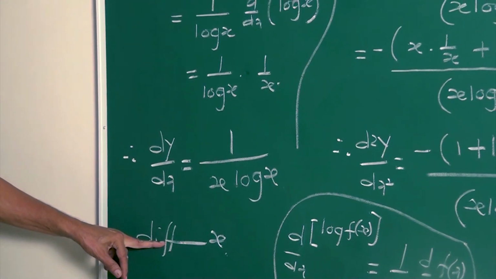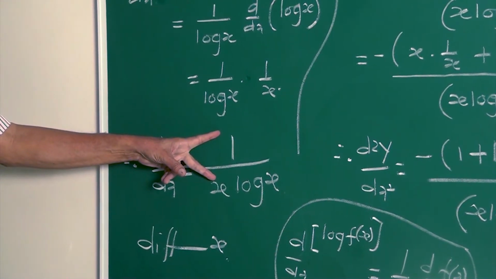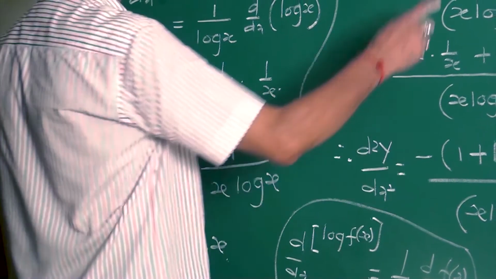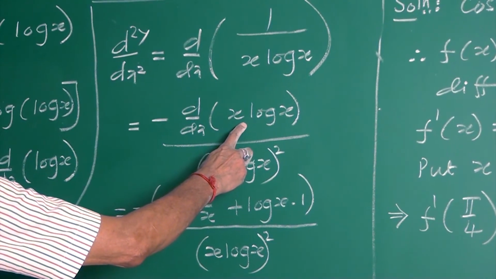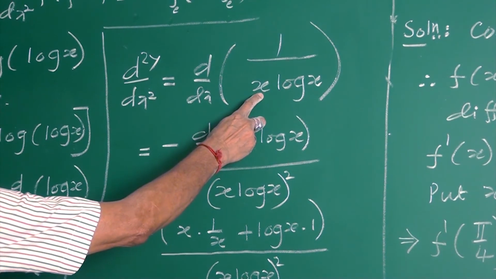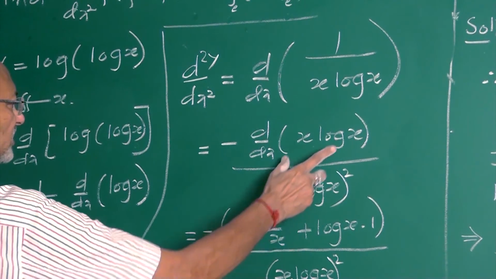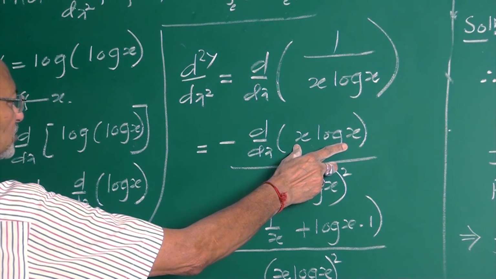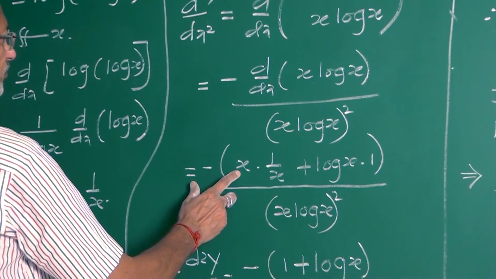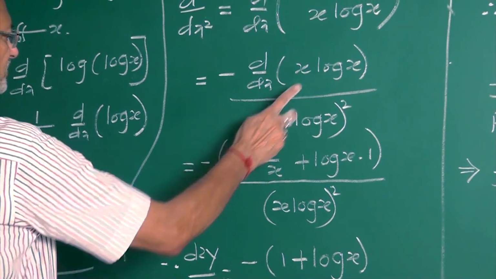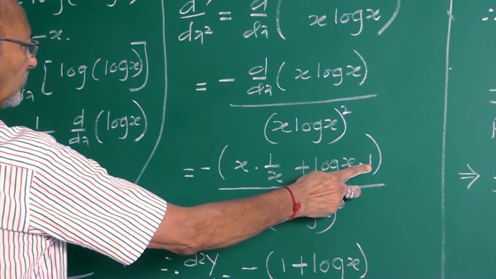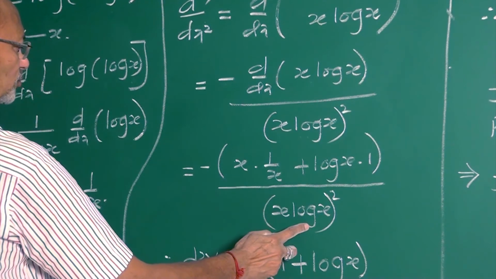Differentiate again with respect to x. This is same as 1 by phi. 1 by phi is minus dv by dx upon phi square: minus the derivative of denominator upon square of the denominator. Product formula for x into log x, u phi: first into derivative of log x, 1 by x, plus log x into derivative of x, which is 1, upon x log x the whole square.